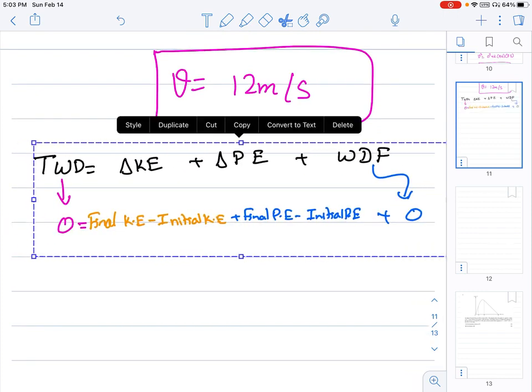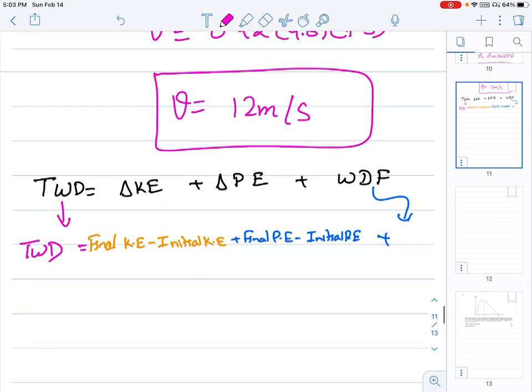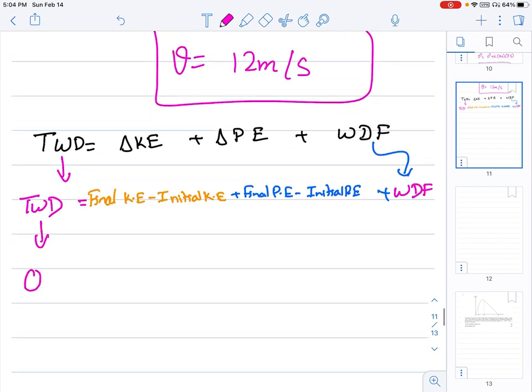So here total work done is being asked. So TWD, we don't know, it's not 0. Total work done by the force and work done against friction. Now the work done by pulling is 0 because we are not pulling it. So final kinetic energy.